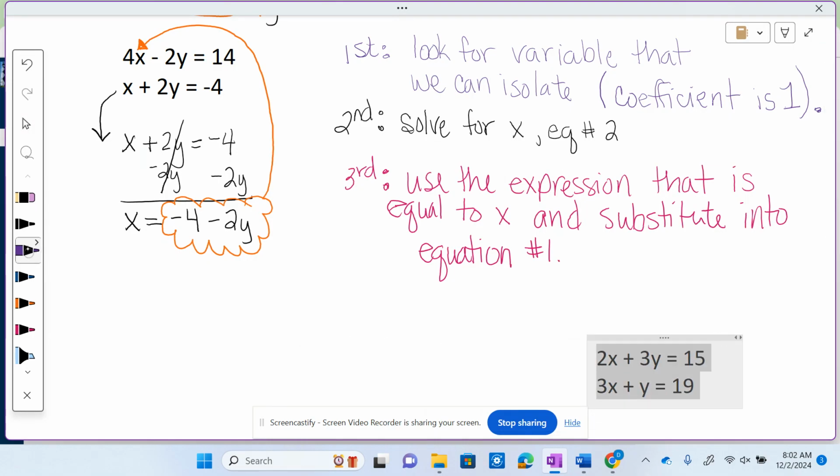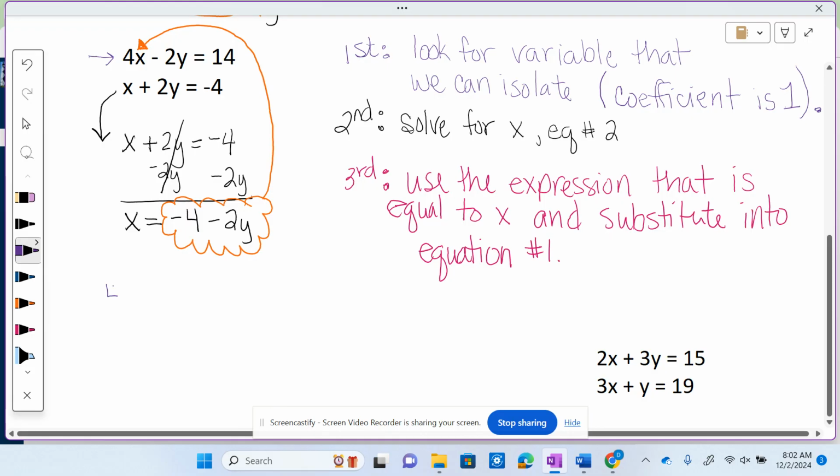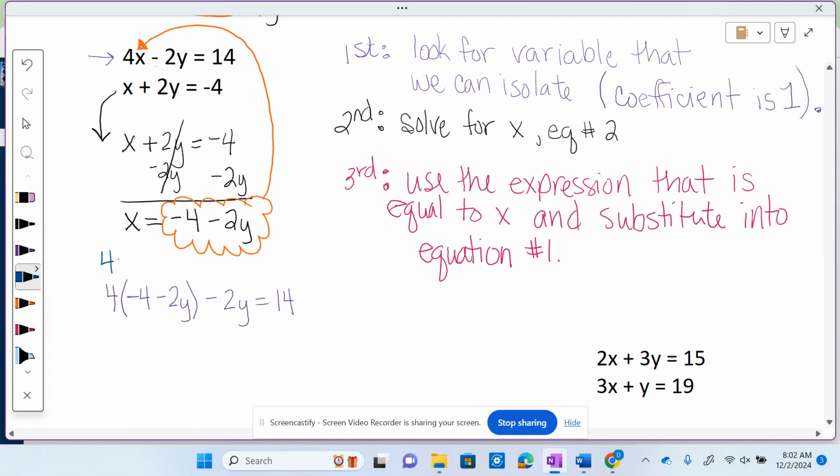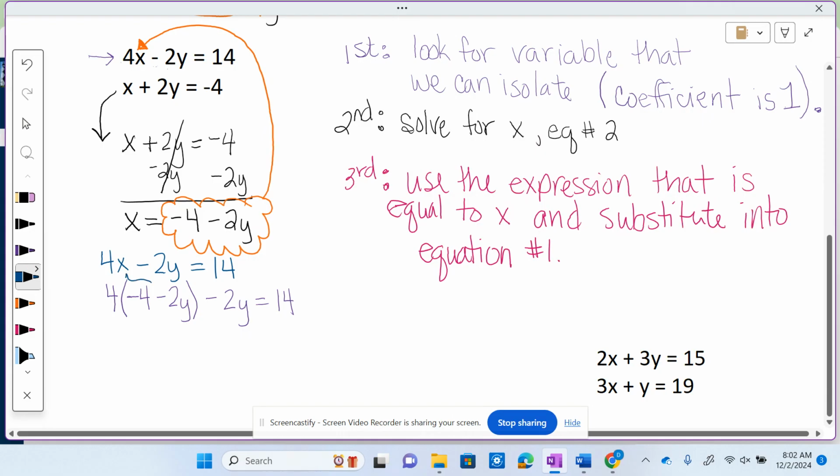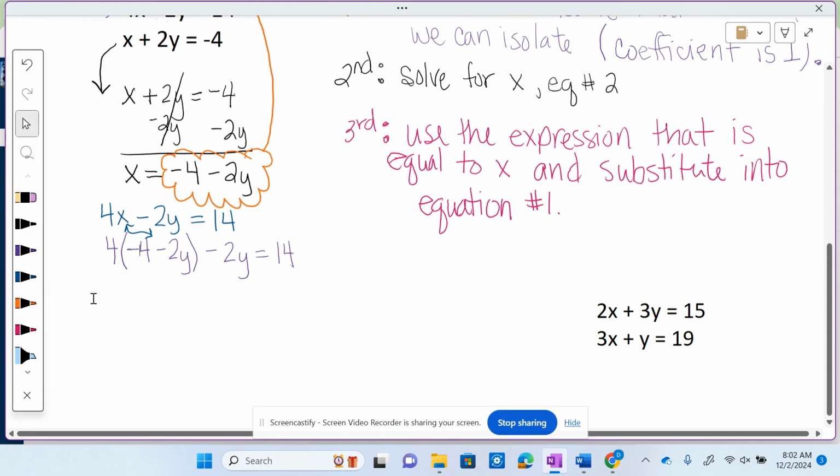Okay, so we're going to write the equation. I'm using this first equation right here. So 4 times x, but what did we say x is actually equal to? Negative 4 minus 2y. Now I have to finish this equation. Minus 2y equals 14. So again, I took this top equation, 4x minus 2y equals 14, and I just replaced the x with this expression. I still have to finish out the rest of the equation.